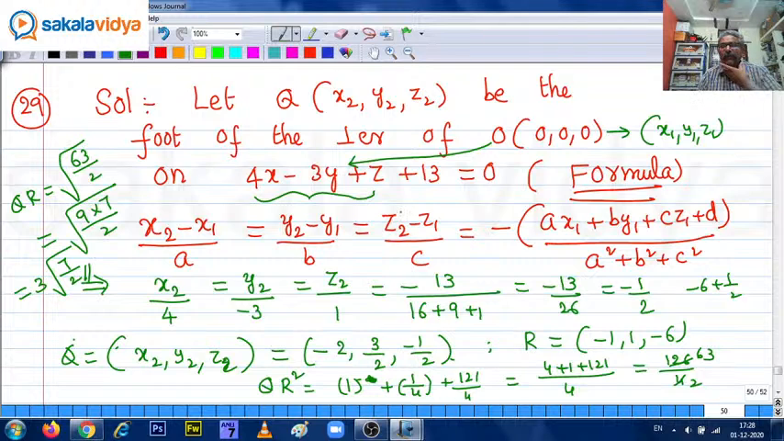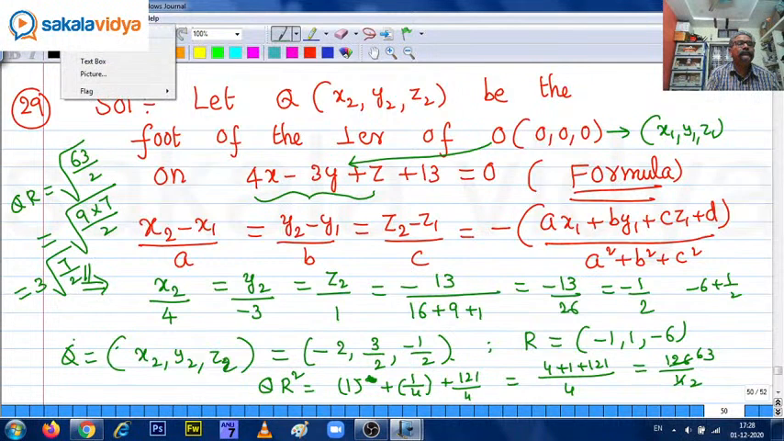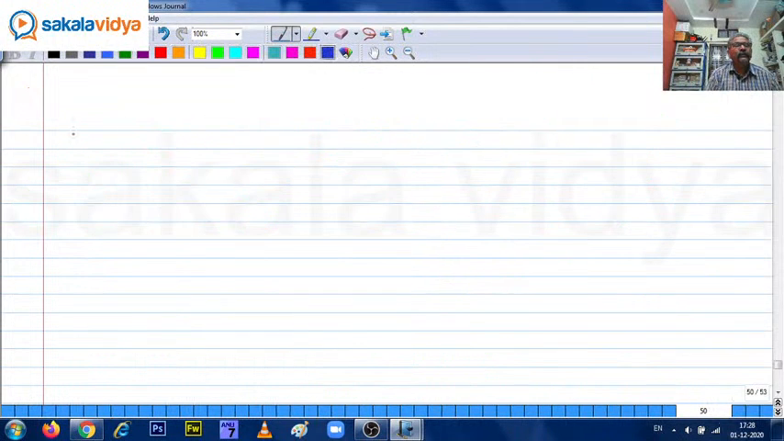So last problem of the mock test 1. Tomorrow we shall move to the mock test 2. So 30th problem.